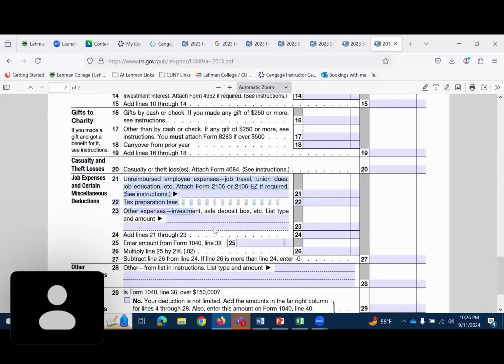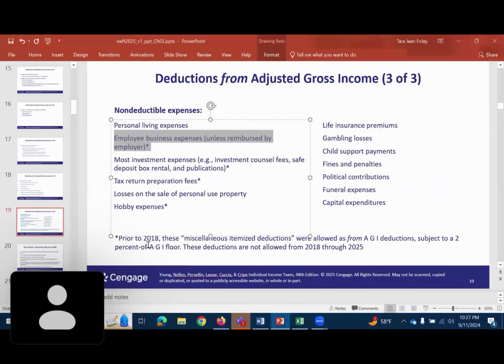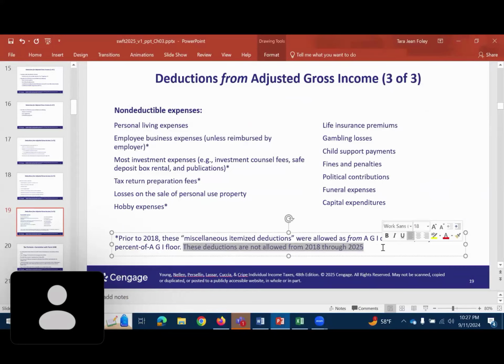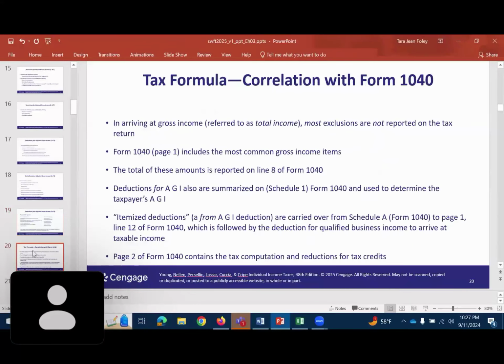But this category here, job expenses and certain miscellaneous deductions, is no longer there, right? Because it's gone. It was taken away between 2018 and 2025. But they might come back in 2025. It depends on who becomes the president of the United States and whatever tax laws they want to change, because this was changed by a president. Okay, so this is about the tax formula for the calculation of the 1040, but I just showed you all that.